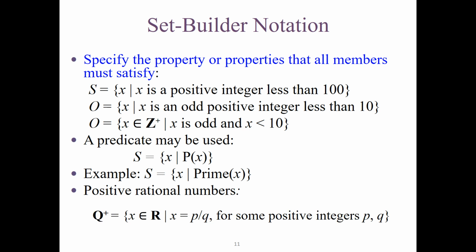Okay, for positive rational numbers, Q plus, we can see an example of how to use set builder notation to define Q plus, the positive rational numbers. So we already know the definition of rational numbers is to rewrite the number to the form of p divided by q for positive integers p and q, and q does not equal 0. Once we define p and q using positive integers, then we can define the positive rational numbers Q plus. Okay, so this is one example using set builder notation.